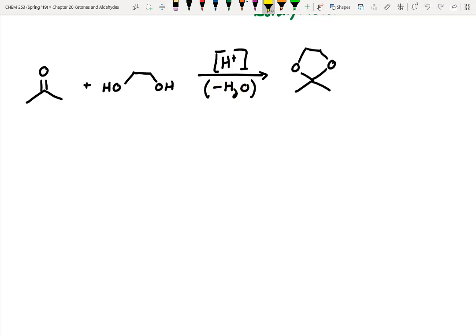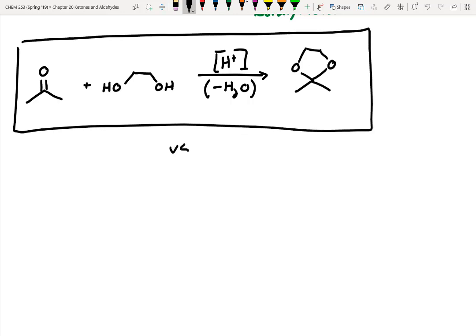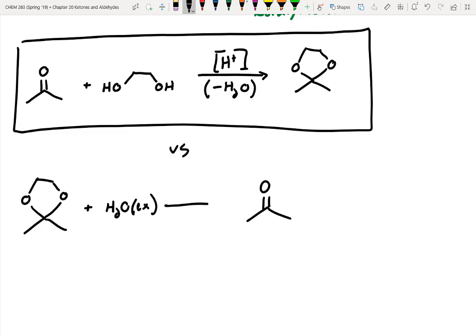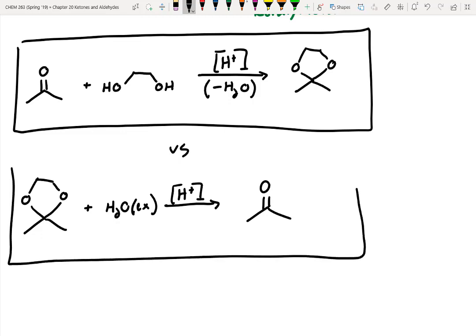So you look at this and you're like, okay, why is this useful? Well, let's consider the opposite reaction. Let's say I've got a cyclic ketal and I want to go back to a ketone. What should I do? Flood it with water, absolutely. So in this situation, what I would do is add excess water, right? And catalytic acid. And you can actually accomplish the reverse reaction. So we're just playing around with Le Chatelier's principle at this point.